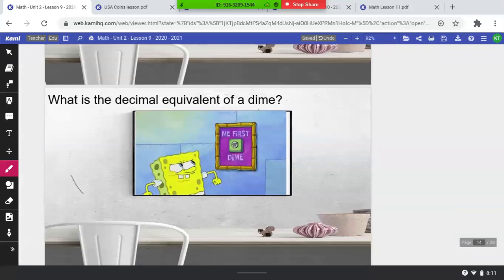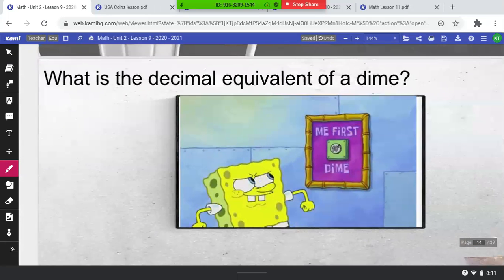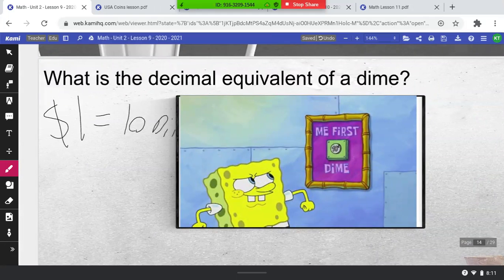A dime. Okay, how many dimes are in a dollar? $1 equals 10 dimes. So if I have one dime, I have 1/10 of a dollar. The decimal form of that would be here, 10 cents.